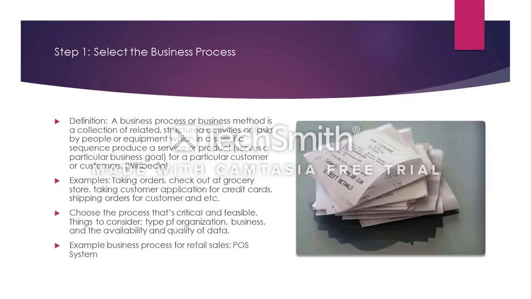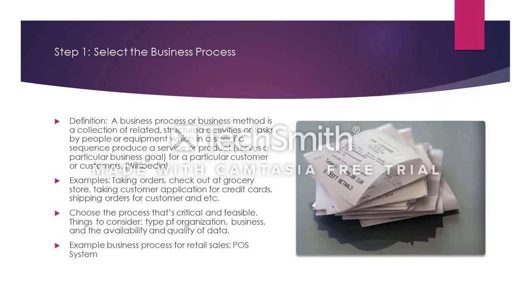The first step of dimensional modeling is to select the business process. A business process is a collection of related structural activities or tasks by people or equipment which in a specific sequence produce a service or product for a particular customer or customers. For example, taking orders, checkout at the grocery stores, taking customer application for credit cards, shipping orders for customer, etc. It's important to choose a process that's both critical and feasible.